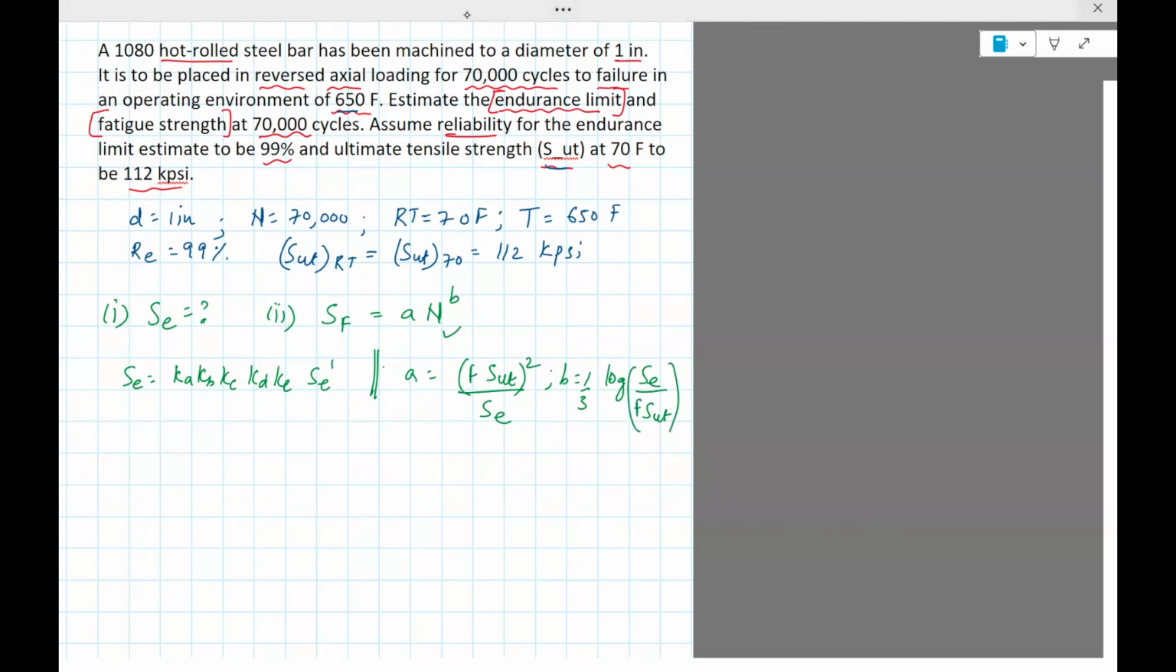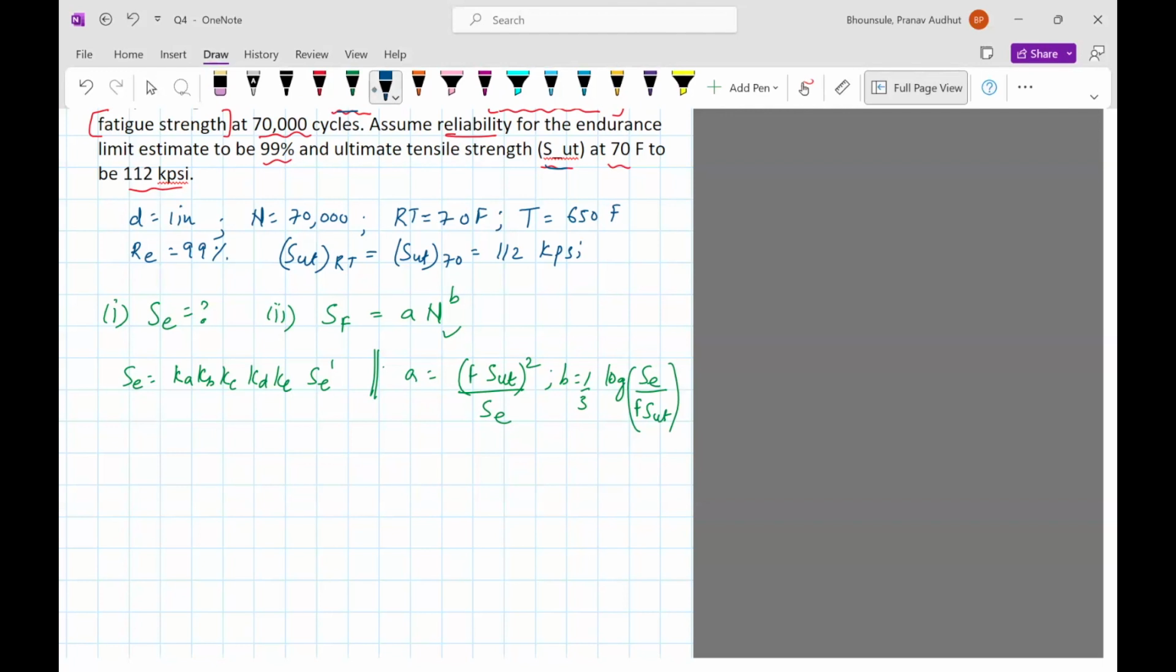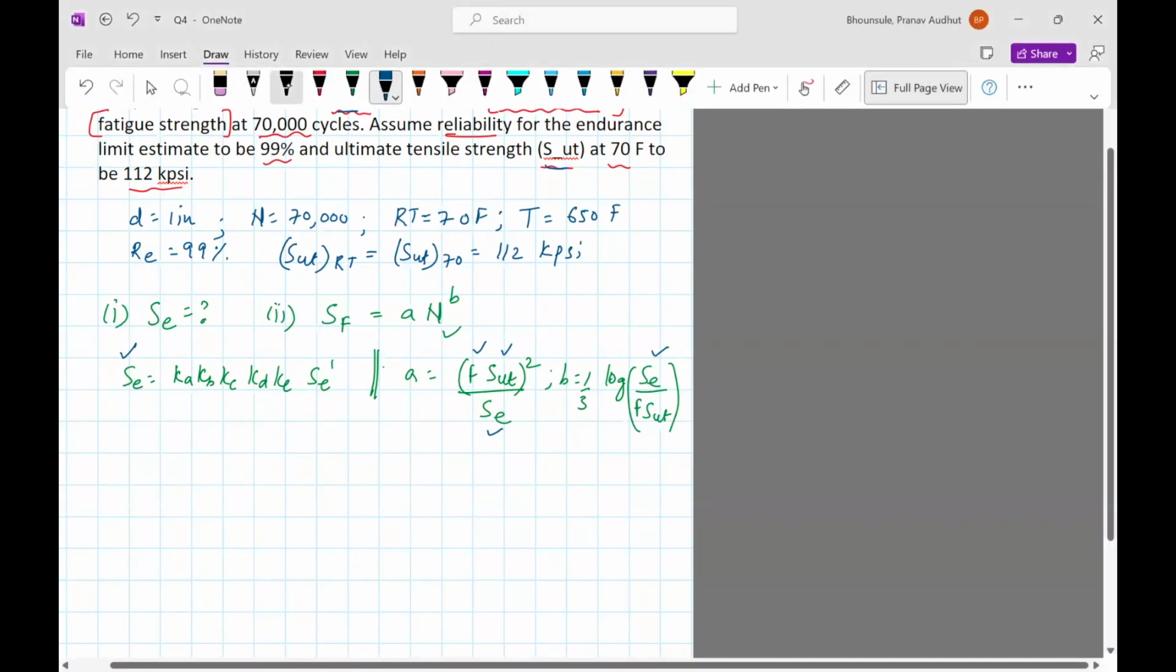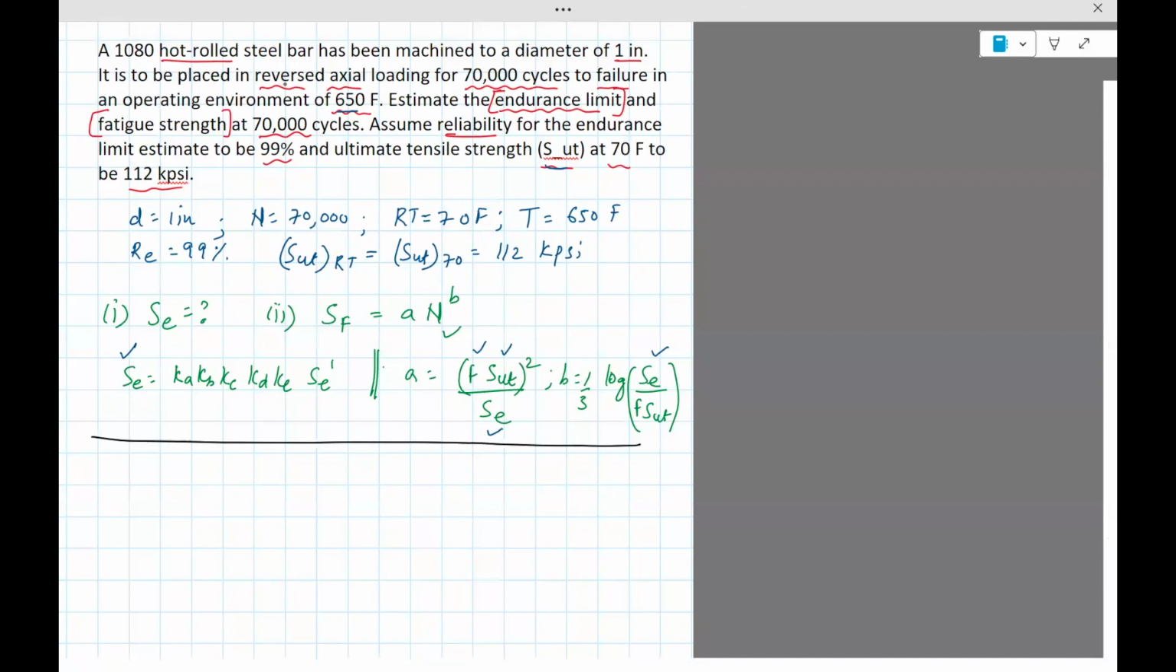Okay, so it seems like you would need SE to do this second calculation. So unless you have SE from the first calculation, you can't do the second part. SUT is probably known. F, we know that's from a table. So it's clear that we need to do part 1 to solve for part 2. So let's solve for part 1 first. Now the question is how many of these factors we need to take into account. Let's go through them one by one.